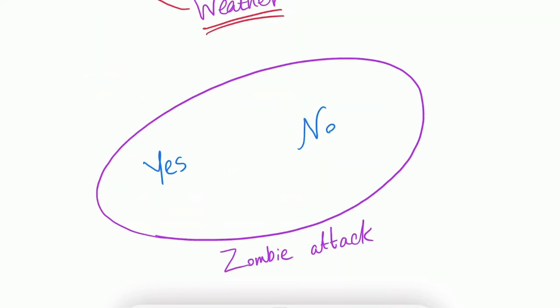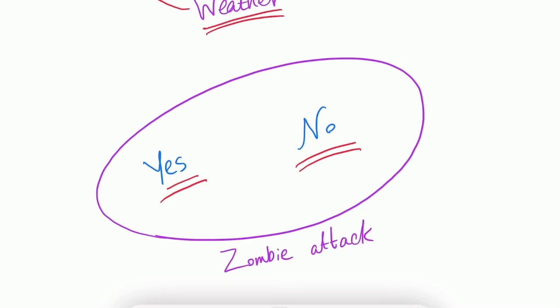Another example is when we're talking about a zombie attack. For a zombie attack, the sample space is very simple because it only has two possible outcomes. It either happens or it does not happen. There's no other possible way for a zombie attack to happen. It either happens or it does not. So this will form our sample space in this case.